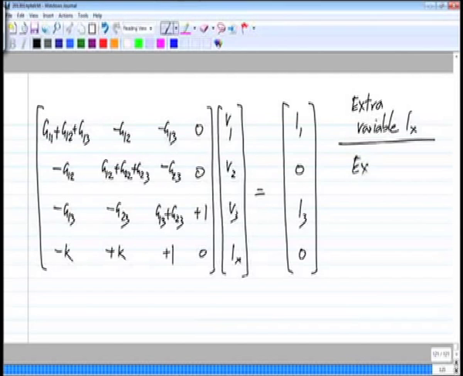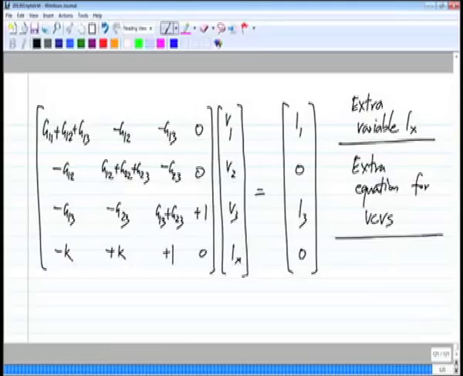So again, we have an extra variable Ix and an extra equation for the voltage controlled voltage source. The way to handle the voltage controlled voltage source is exactly the same as handling the independent voltage source. You define an auxiliary variable and go with it. The only thing is that when you write the equation for the voltage controlled voltage source, you group all of the variables to the left hand side. So that's all that is there to it.